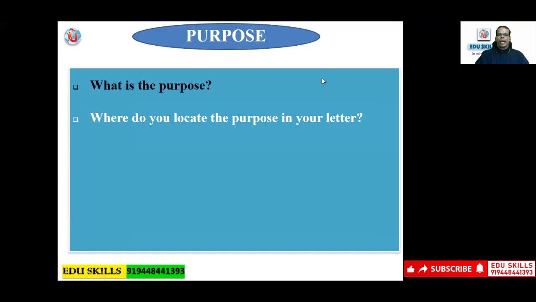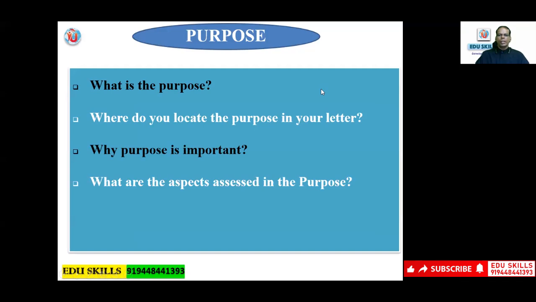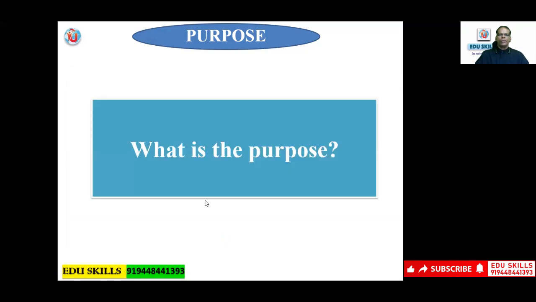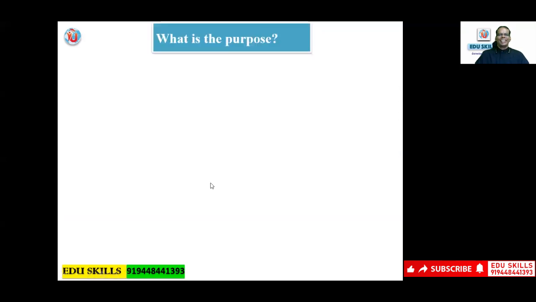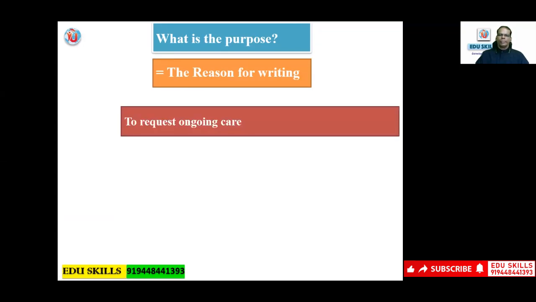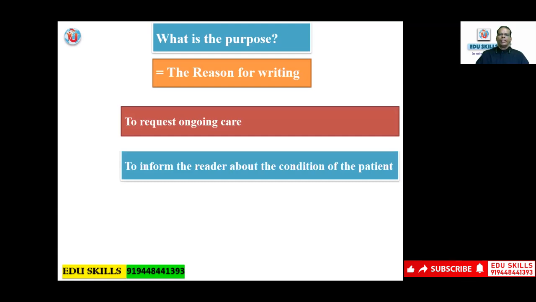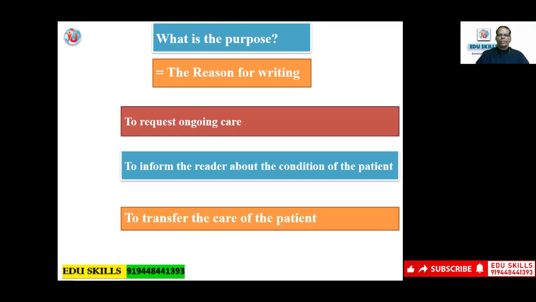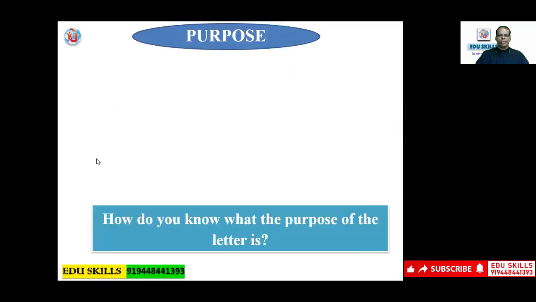What is the purpose? Where do you locate the purpose in your letter? Why is purpose important? What are the aspects assessed in the purpose? How do you know what the purpose of the letter is? Now first, what is the purpose? The reason for writing. Normally, the reasons are to request ongoing care, to inform the reader about the condition of the patient, or to transfer the care of the patient.